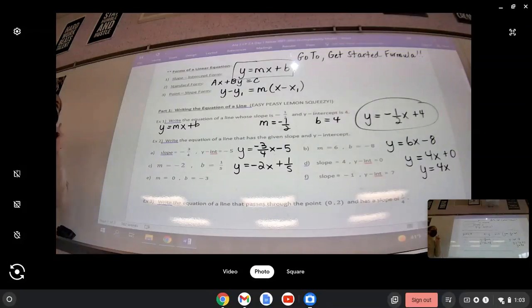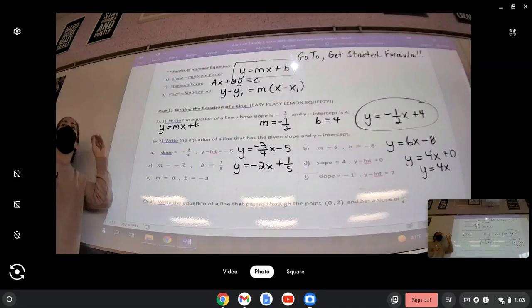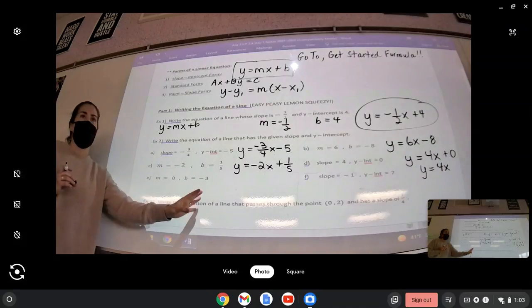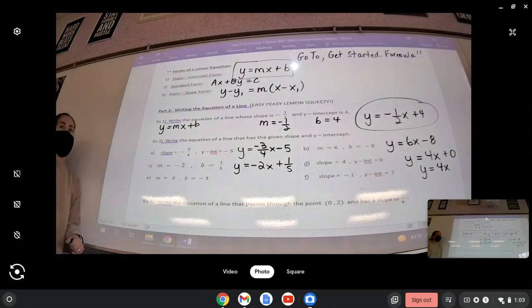Ooh, I love it, but it's not correct. What if you had to have a slope of 0 and a y-intercept of negative 3? Go ahead. Isn't y equals negative 3? Exactly. Guys, can you tell me, what kind of line has a slope of 0? We wrote it down yesterday at the top of your notes.